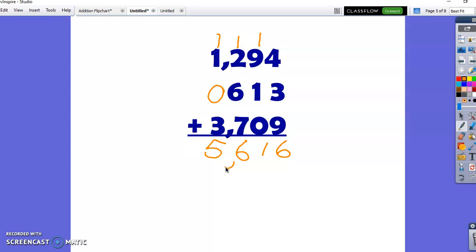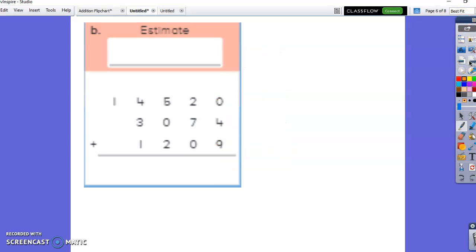Make sure your digits are lined up. And here we go. So here is another practice. Last week and on Monday, we reviewed the word estimate. Estimation has to do with rounding to the nearest place value. So on this one, we're going to estimate first and find a rounded number that is estimated. And then we're also going to add to find the actual sum.